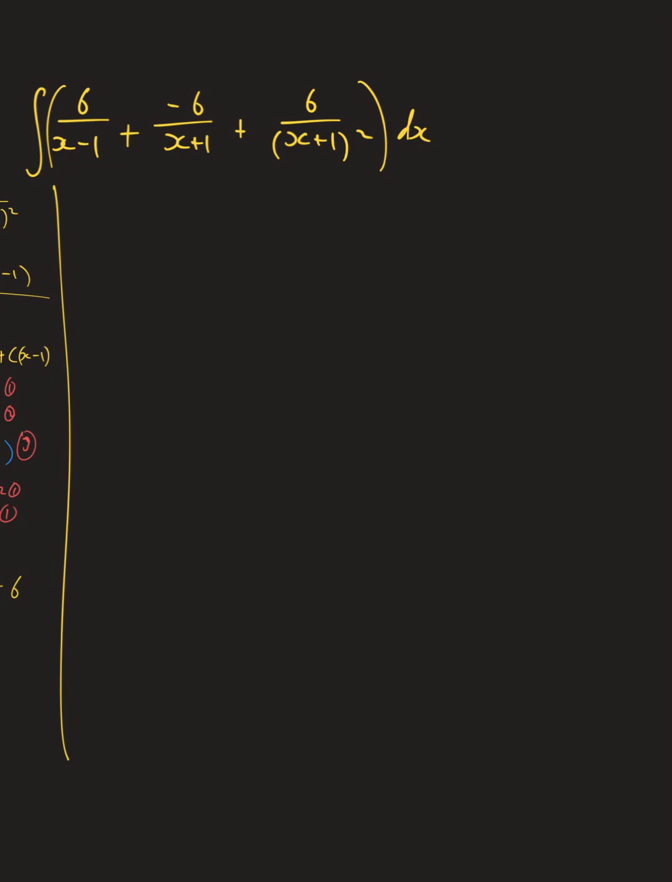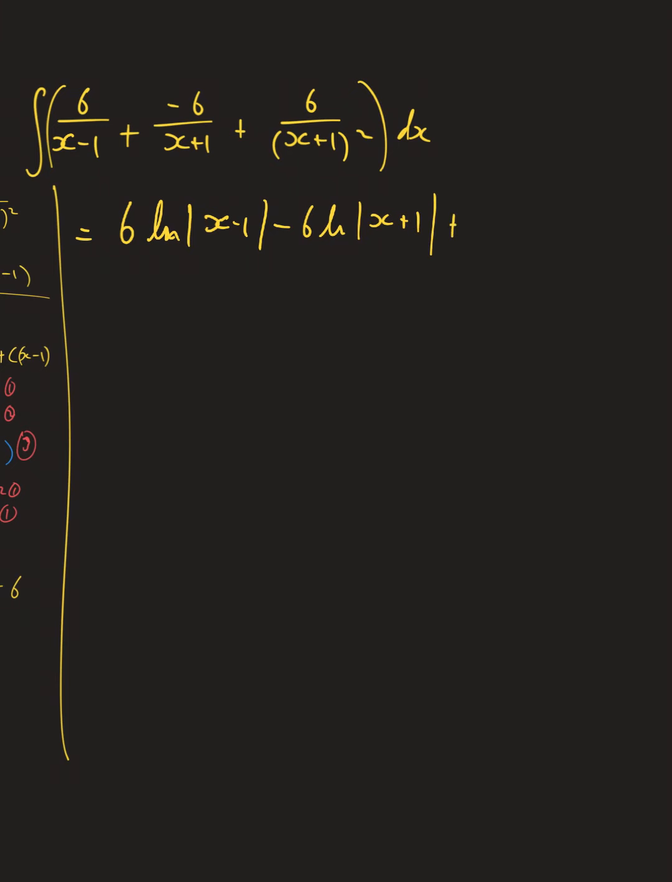So the integral of 6 over x minus 1 is equal to, now you could do substitution here, but it's not really necessary when you just have x plus something, because du dx will be just equal to 1. So what we'll get is 6 times the log of the absolute value of x minus 1. So the integral of 1 over x is log absolute value of x. Same thing for the second term. I have that minus 6 in front, times the log absolute value of x plus 1.